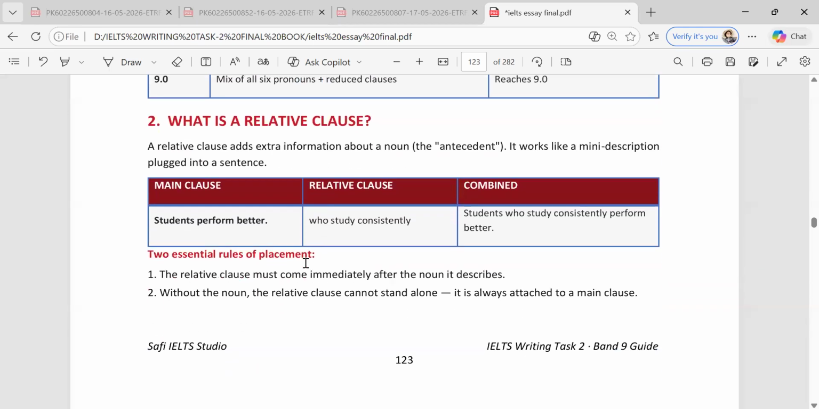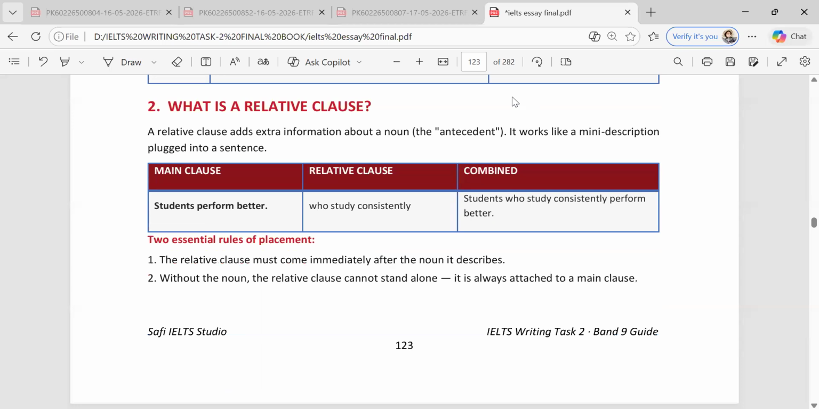So let's talk about them. Let's take some examples. The first one: what is a relative clause? A relative clause adds extra information about a noun, as I told you, and that noun we call the antecedent. It works like a mini description plugged into a sentence.